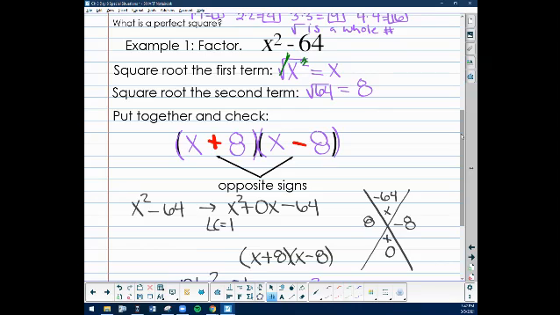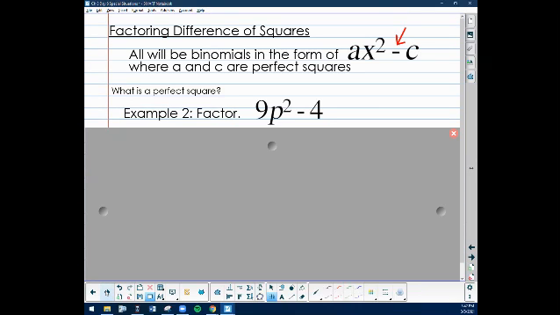We always follow that pattern. All right, so here's another one. I've got the same top. Remember, factoring difference of squares. Difference means subtracting. Squares means A and C have to be perfect squares. Okay? When we get the question, you want to make sure that A and C are perfect squares.